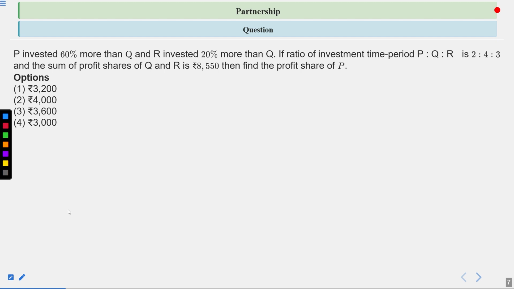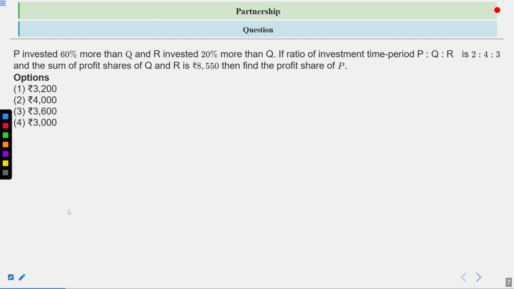P invested 60% more than Q and R invested 20% more than Q. If the ratio of investment time period P ratio Q ratio R is 2 ratio 4 ratio 3 and the sum of the profit share of Q and R is 8,550 rupees, find the profit share of P.